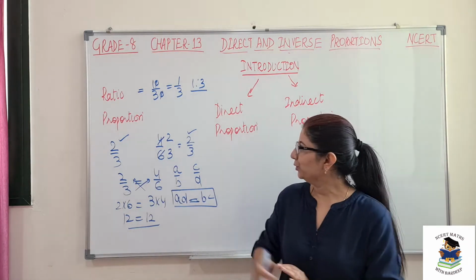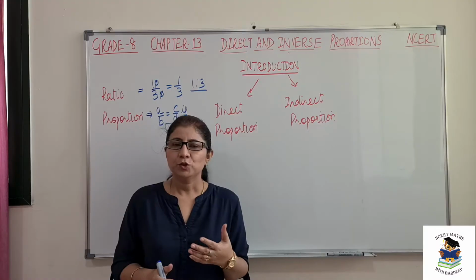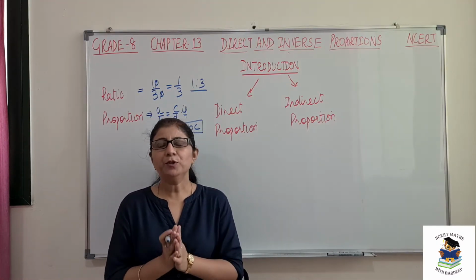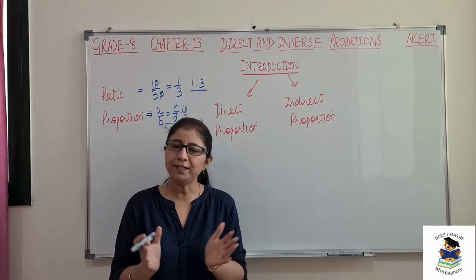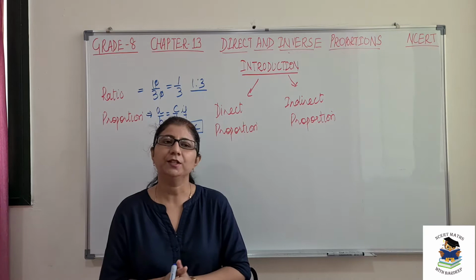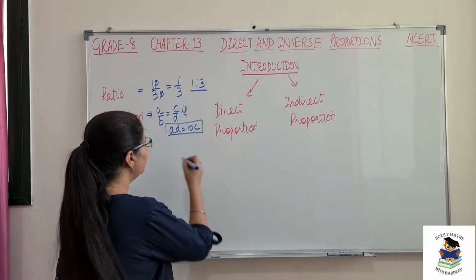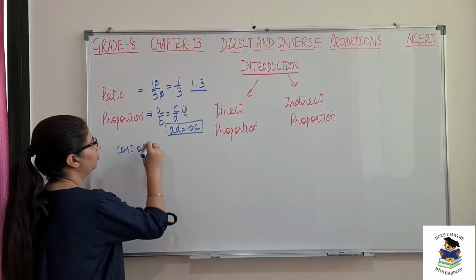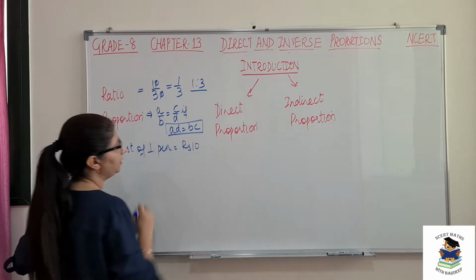So let's move on to the first topic, that is direct proportion. So let's first discuss direct proportion. In this proportion we consider two quantities and we will see how these quantities are related. Suppose I have purchased a pen for rupees 10. Okay, so let us write. So cost of one pen, suppose rupees 10.